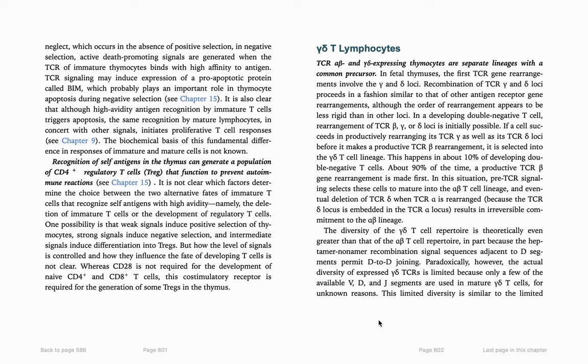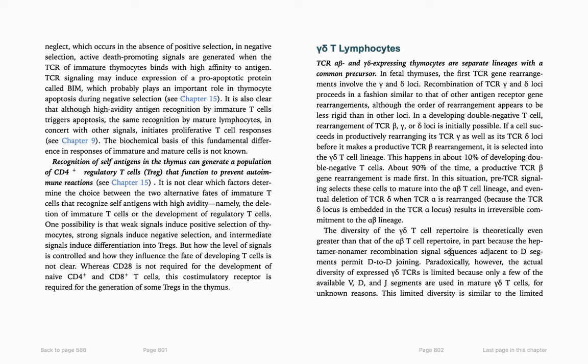In this situation, pre-T cell receptor signaling selects these cells to mature into the alpha-beta T cell lineage, and eventually deletion of T cell receptor delta occurs when T cell receptor alpha is rearranged, because the T cell receptor delta locus is embedded in the T cell receptor alpha locus, resulting in irreversible commitment to the alpha-beta lineage.